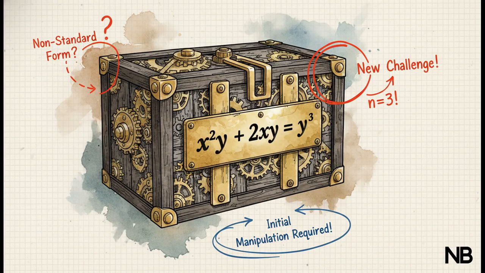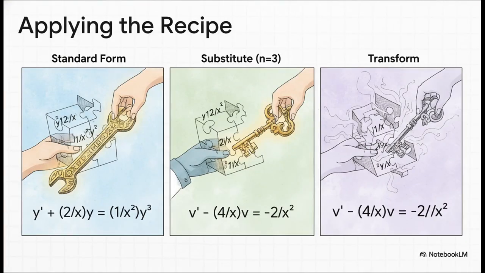All right, let's throw one more curveball. This next example has two new challenges. First off, it's not even in standard form to begin with. And second, look at the term on the right. It's y cubed. So this time n equals 3. But it's no big deal. Our very first step is just a little algebra to get it into that standard form we know.